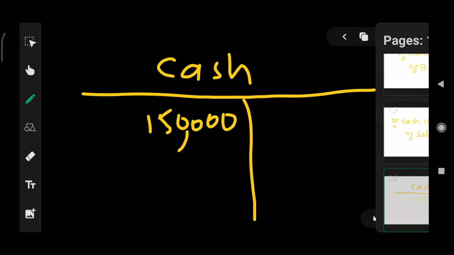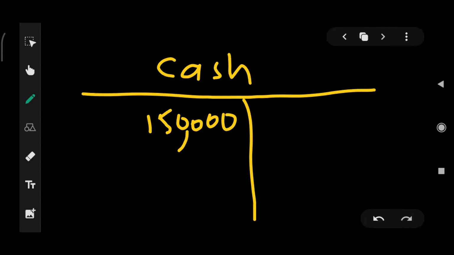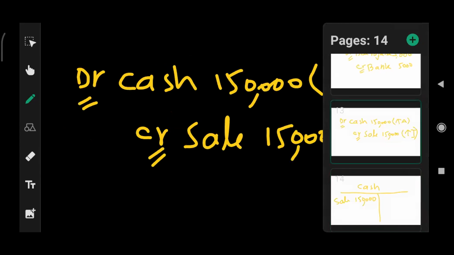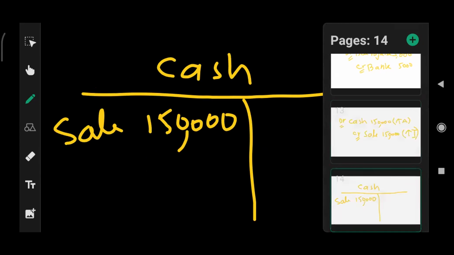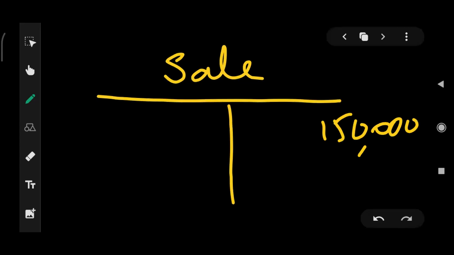And what is on its credit? It's sale. So I will write sale as a reference with this amount. So I have posted this debit side of the transaction, debit cash 150,000. Now I have to post sale as a credit entry. So I will open an account of sale. As it is being credited, I will record 150,000 on the credit side and its corresponding debit is cash. And I should write cash as a reference.